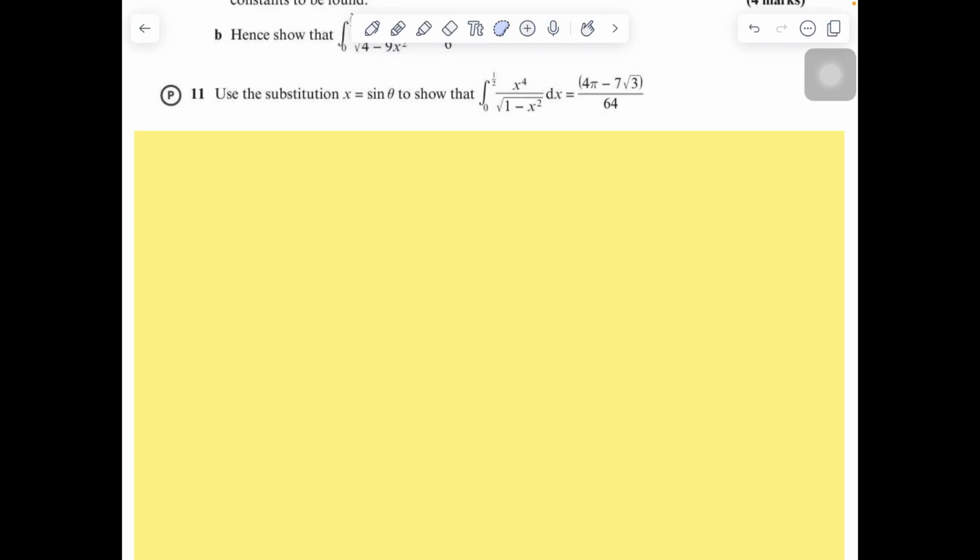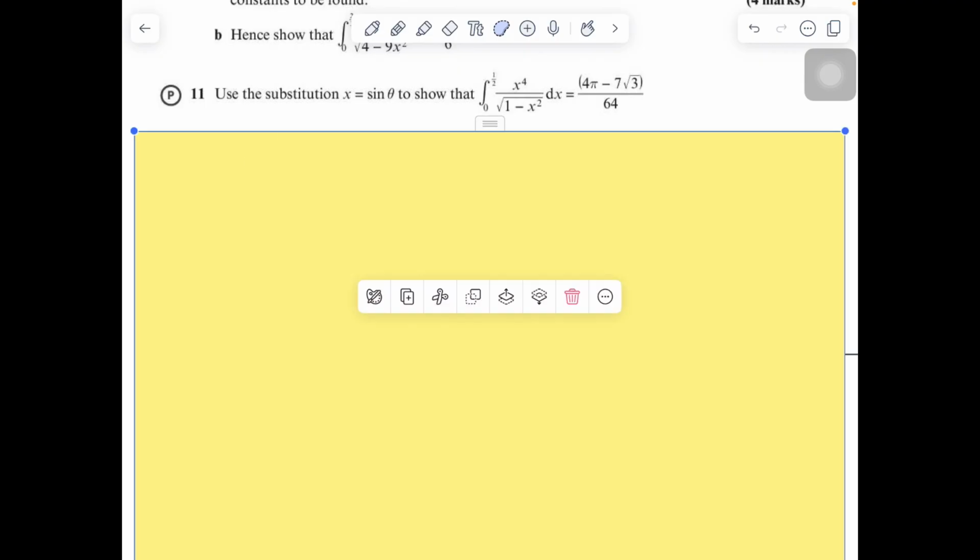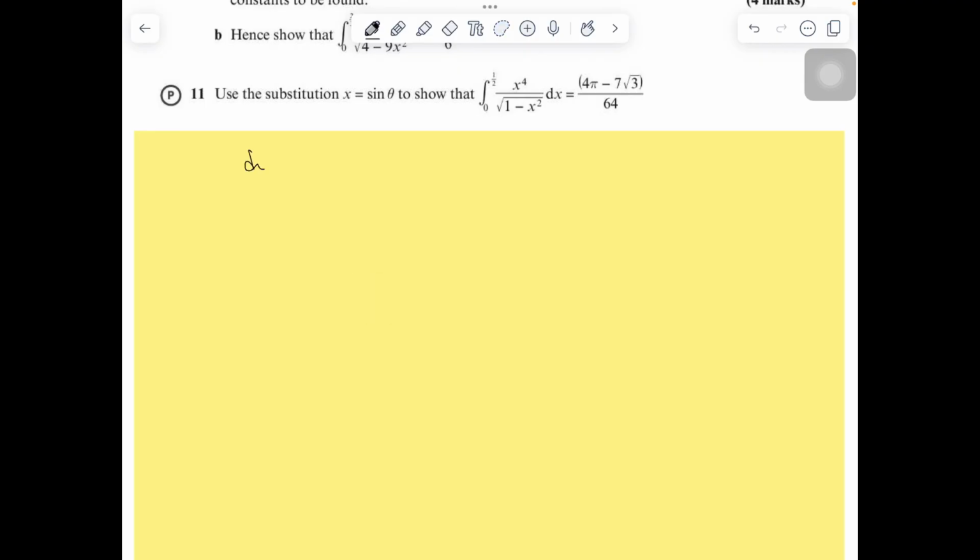So x becomes sine theta. So dx is cos theta d theta. So integral, when x equals 0, theta becomes 0. X equals 1 over 2, theta becomes pi over 6. So 0 to pi over 6.